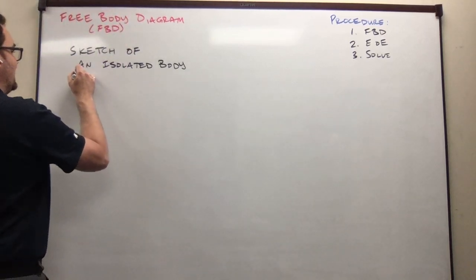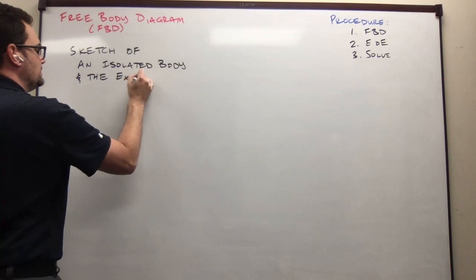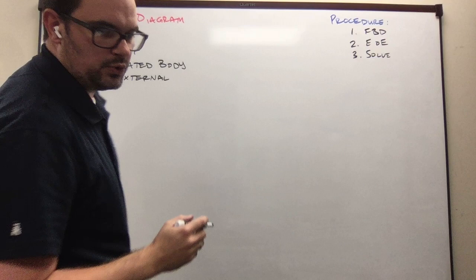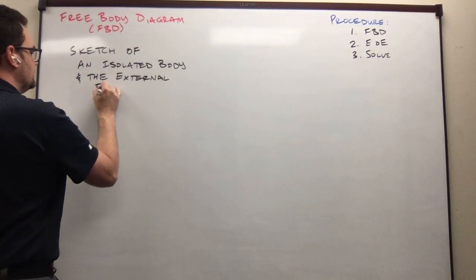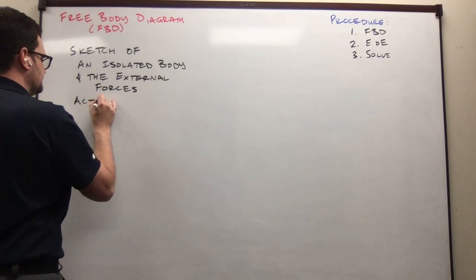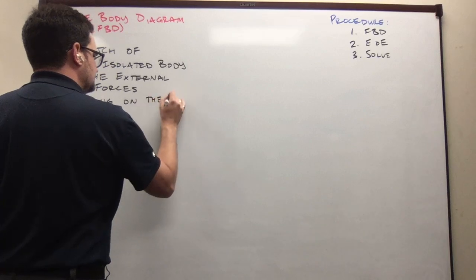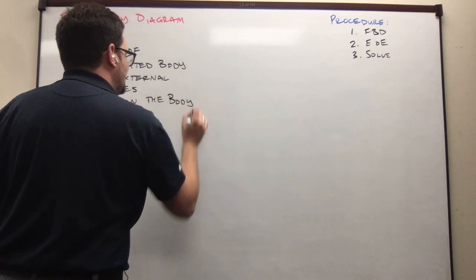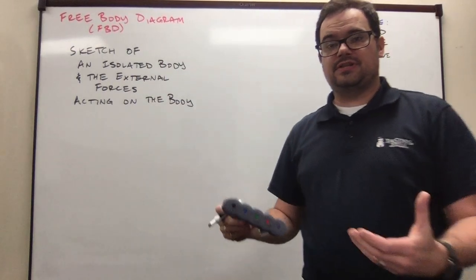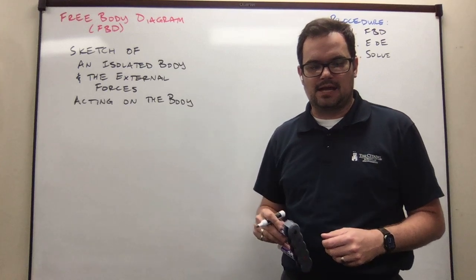And then we're looking at the external forces acting on that body. So the idea here is that we're going to draw the body itself, and then we're going to look at all the external forces that are acting on it so that the body's not touching anything. It just has the stuff that's pushing and pulling on it.